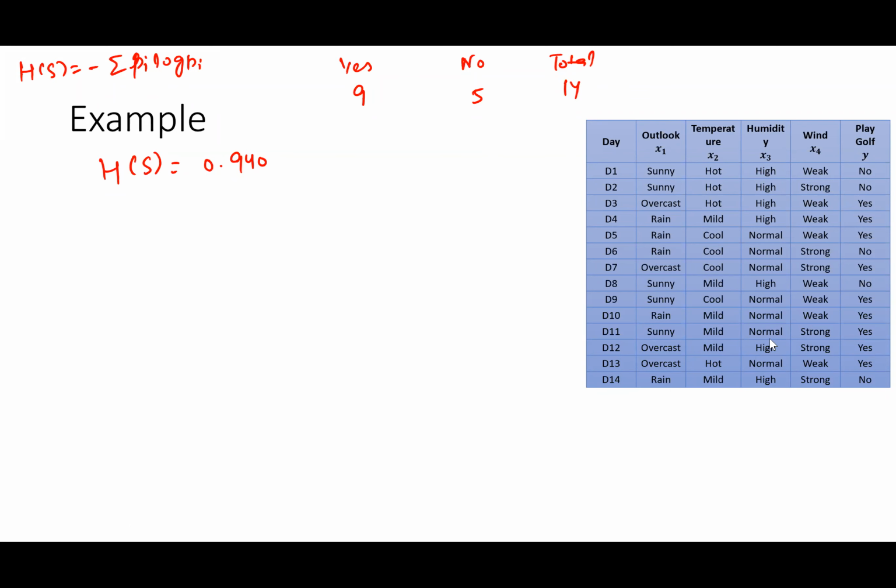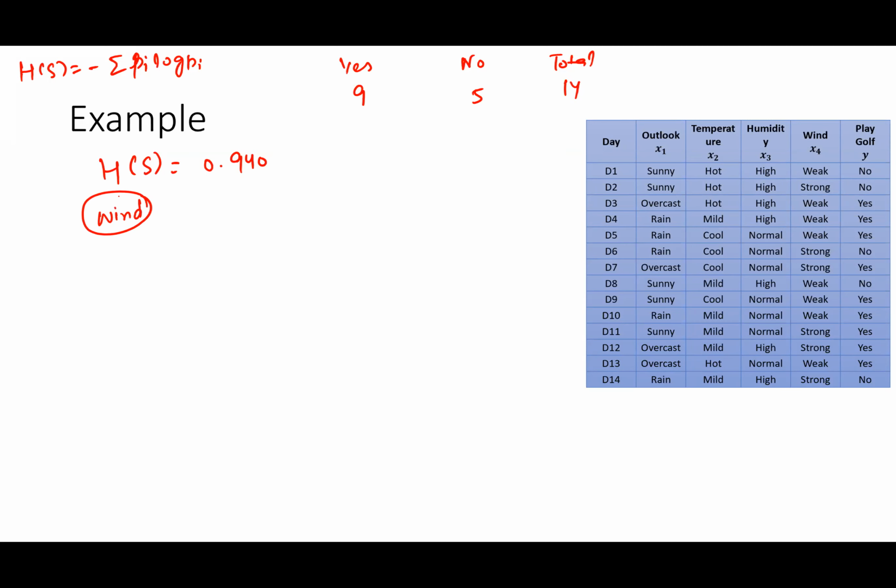Fine. So now the question is which attribute do we have to select? So for that purpose we have to calculate the gain of each of those attributes. And to calculate the gain of each of those attributes, we first have to calculate the entropy of each of those attributes. Fine. So let us take the example of wind. Okay, let's take the example of wind.